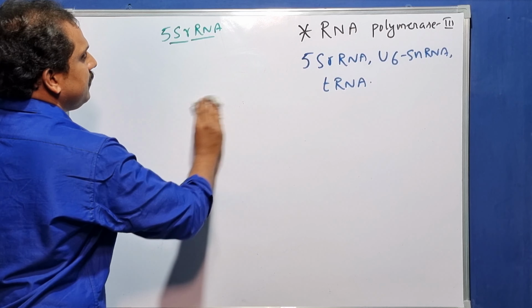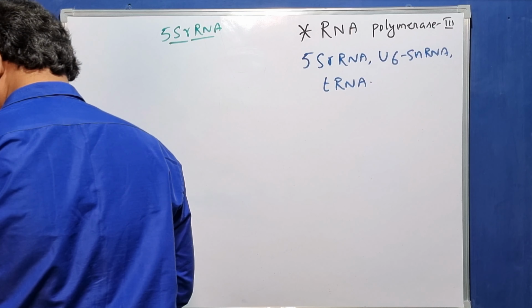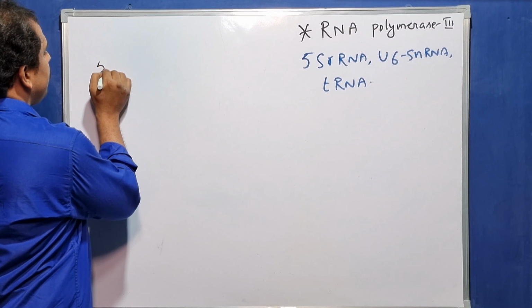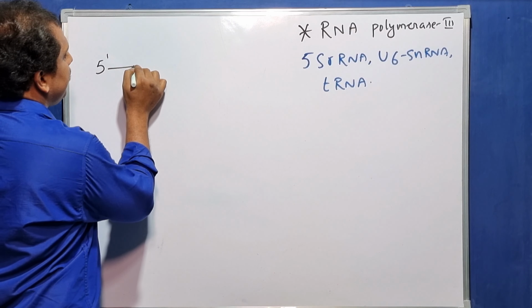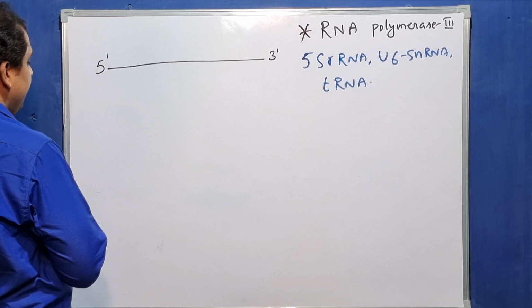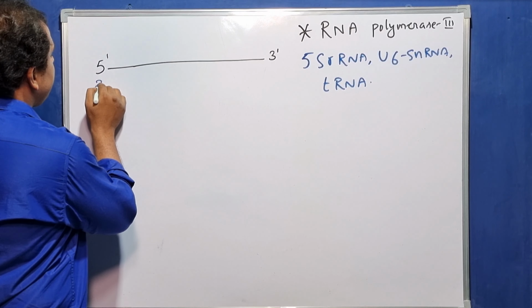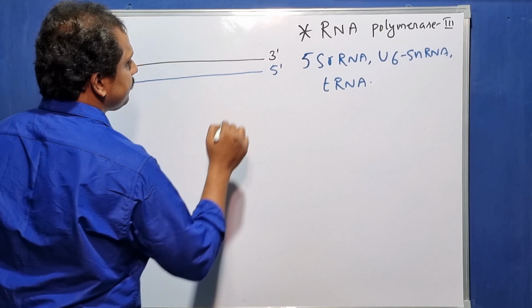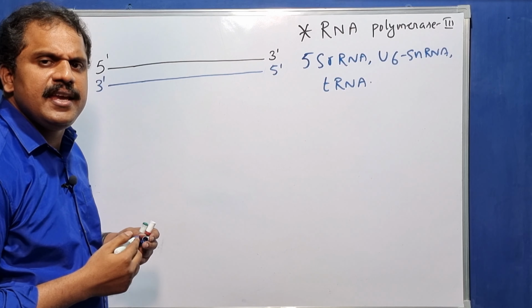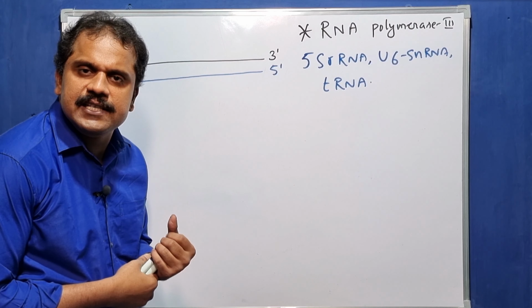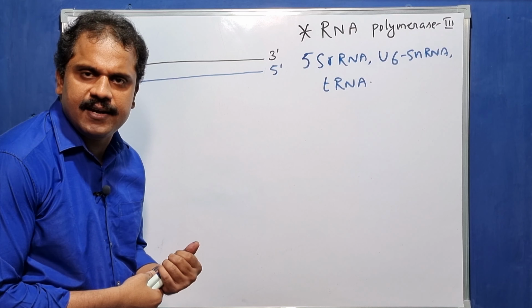U6 snRNA. So here it is the 5' end and it is the 3' end. And again it is the 3' end. It is the 5' end. Is it clear? So here this is the specific promoter region which is responsible for the successful expression of U6 snRNA.